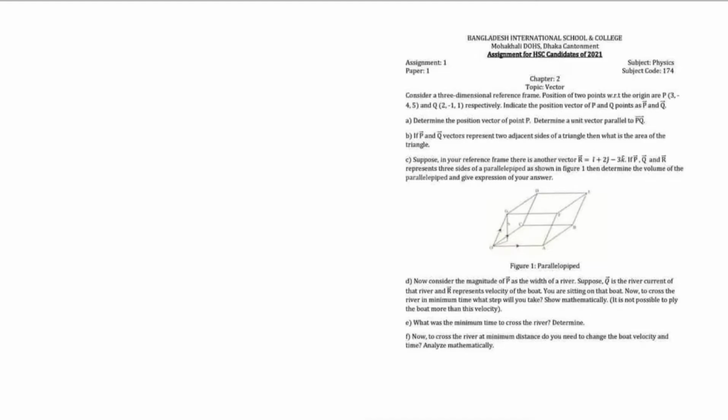As we have already determined the cross product between P and Q in question number B, we can use this formula, and as the magnitude is known to us, we don't have to do more calculation. And now with the R vector we just do the dot product with the previous vector. In this way we can determine the answer. So let's see the answer.